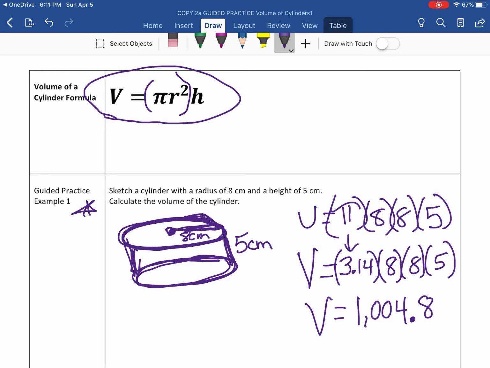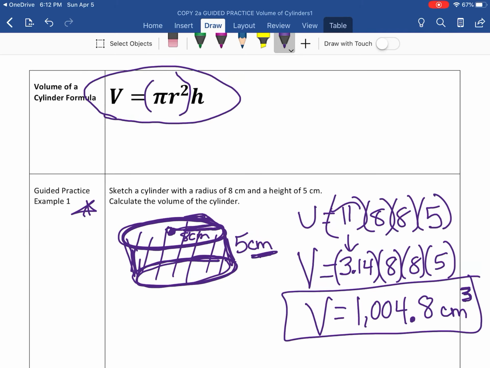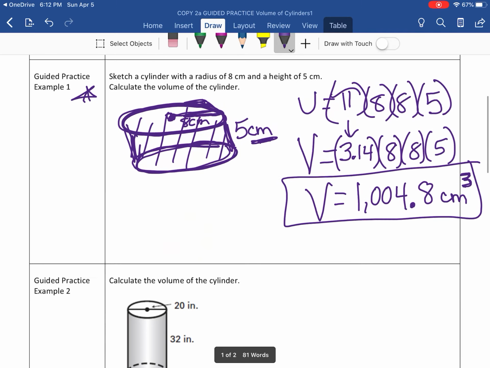Now you're a 2. If you want to be a 3, you have to label this. And we're talking centimeters, but it's not area, it is the volume, so the space inside the object, so it is cubed. We're talking 3D figures, so it is cubed. So 1004.8 centimeters cubed is your final.